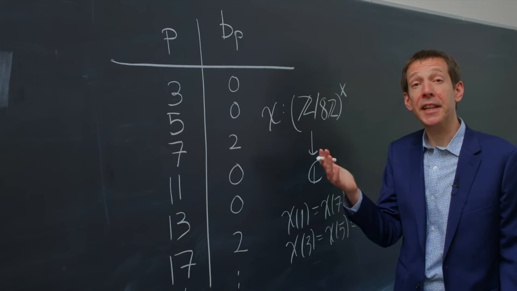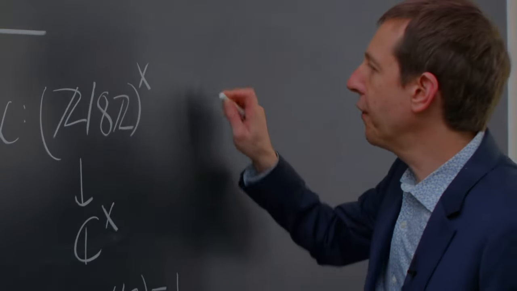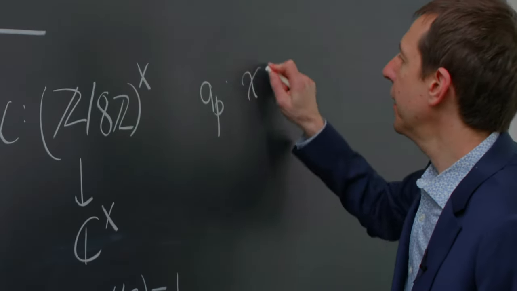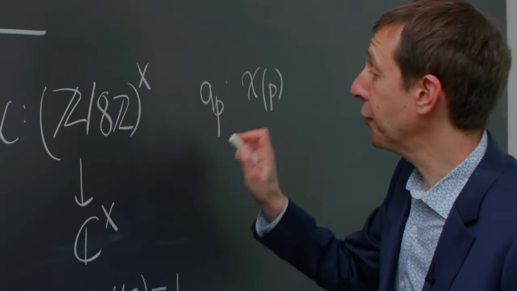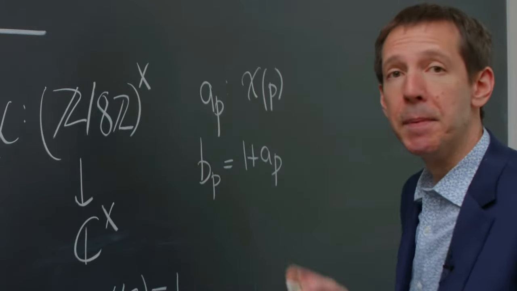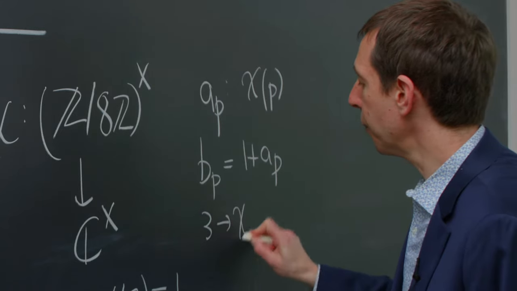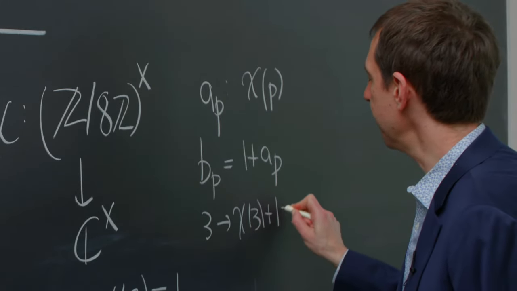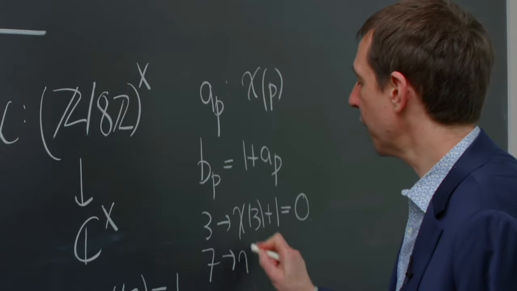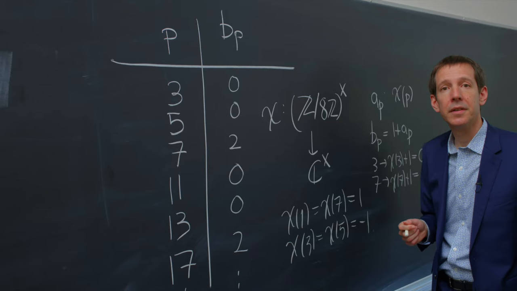Chi is a particularly easy example of an automorphic form. Let's consider the function a_p, which takes a prime p and outputs chi(p), and let's consider the function b_p to be 1 plus a_p. For example, 3 goes to chi(3) plus 1, which is equal to 0. And 7 goes to chi(7) plus 1, which is equal to 2.